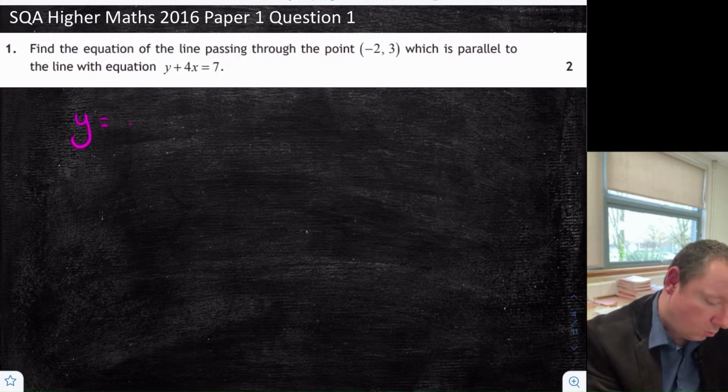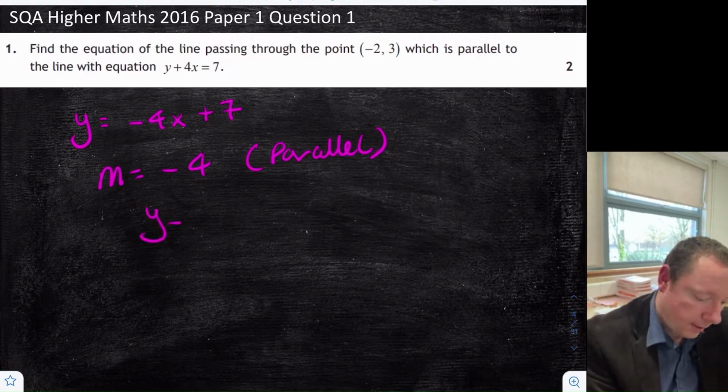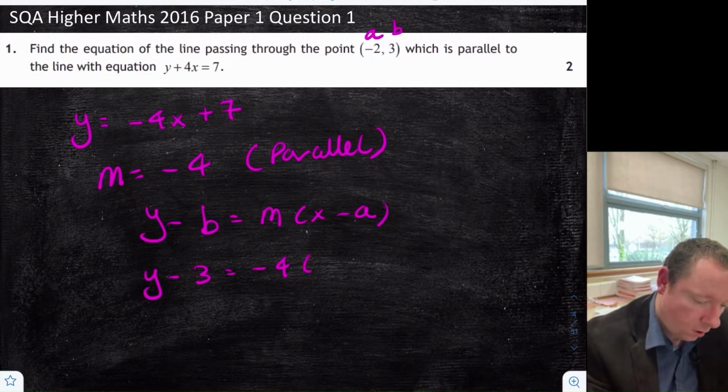So y equals minus 4x plus 7. So our gradient is minus 4 because it's parallel. Gradients are the same. Now we'll use y minus b equals m(x minus a). And there's our point, a and b. So we've got y minus 3 equals minus 4(x minus minus 2).